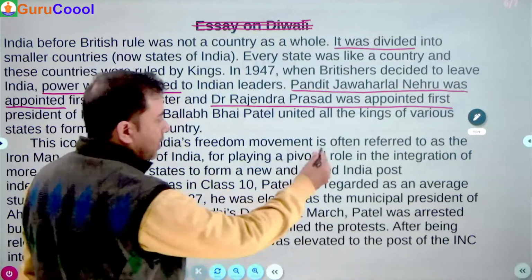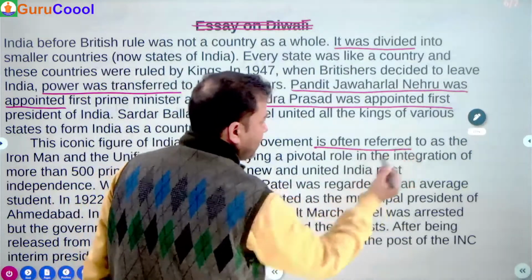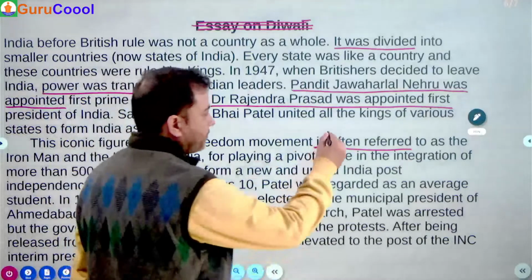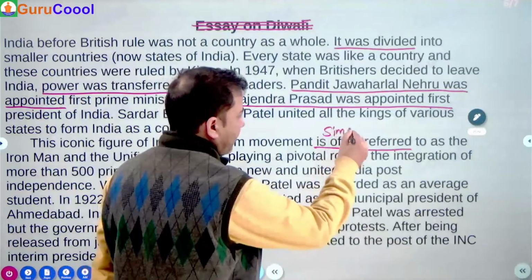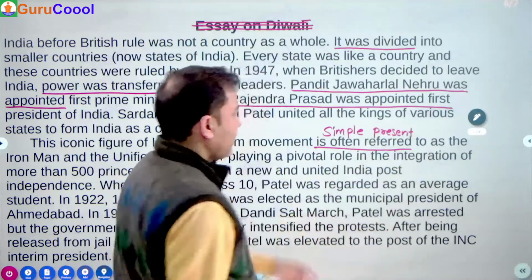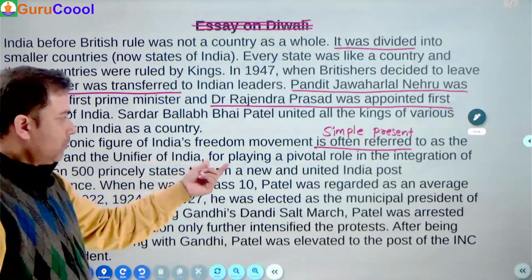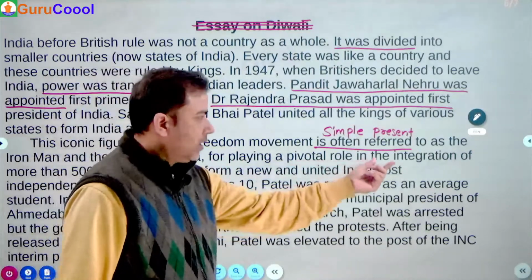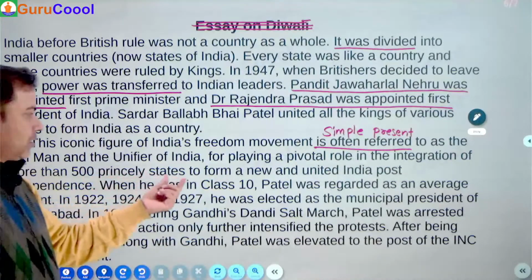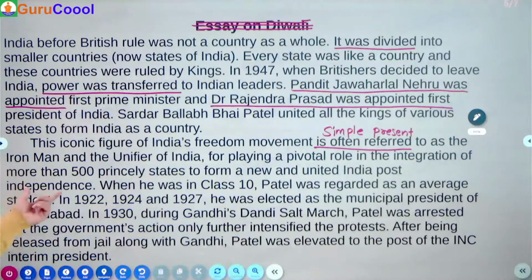Notice that simple present is also used here. Is plus V3, is often referred. Simple present. as the Iron Man and the unifier of India for playing a pivotal role in the integration of more than 500 princely states to form a new and united India post independence.